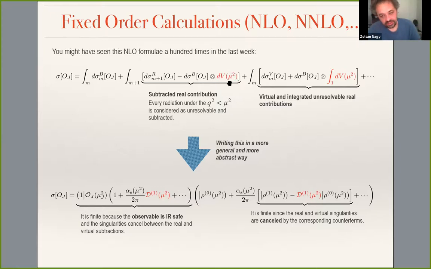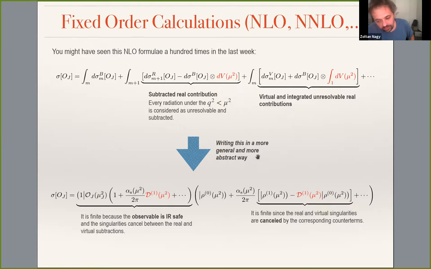What you subtract is nice, because that has universal structure. So I guess you heard it in the previous lecture. But of course, when you subtract something, you have to add it back. Otherwise, you change your cross-section. But when we add it back, we integrate out analytically over this unresolved phase space. And then we can manage to cancel the singularities. And probably you saw it in the last week and in many conference talks or workshop talks. This is kind of a usual formula to show.